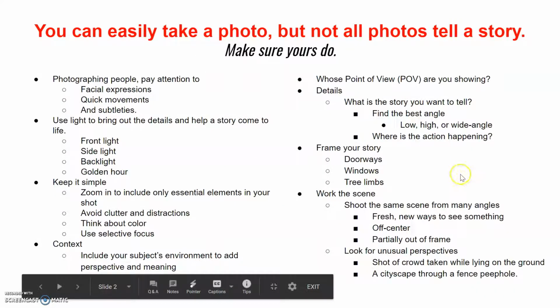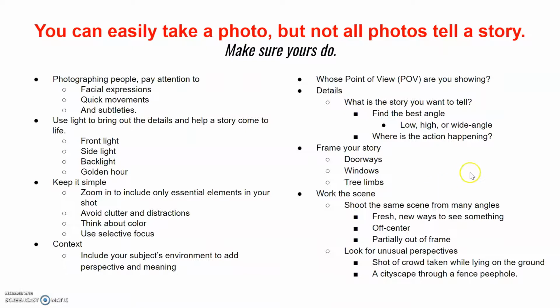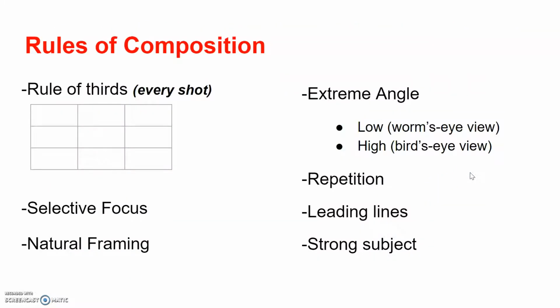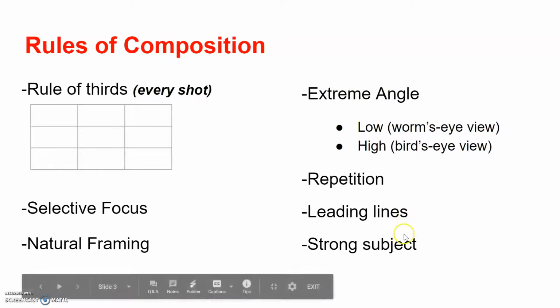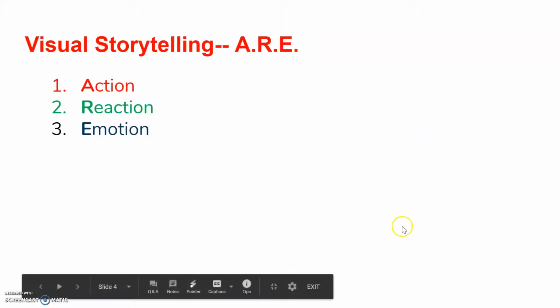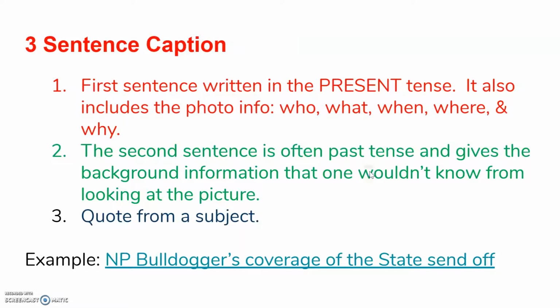Read this on your own. This is just some quick tips on it. What you need to do is every shot should have the rule of thirds, selective focus, natural framing, your extreme angle shots, either worm's eye view or bird's eye view, repetition, leading lines, and strong subject. Action, reaction, and emotion in a lot of those shots.